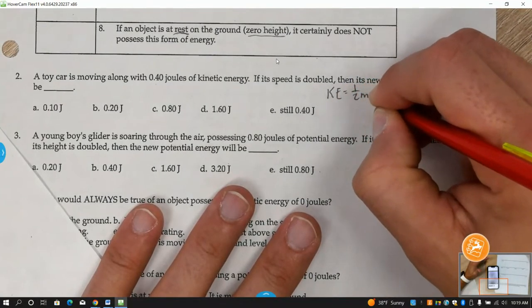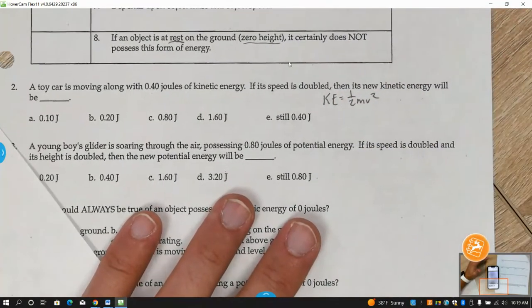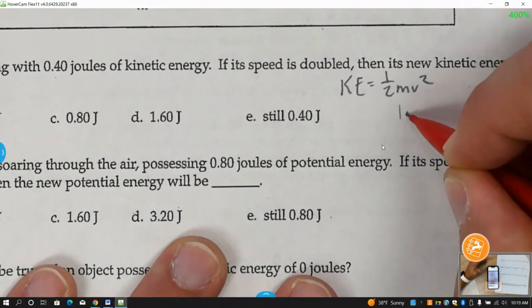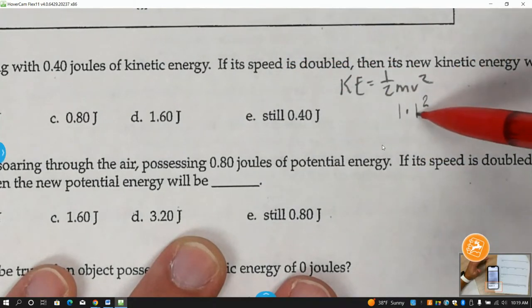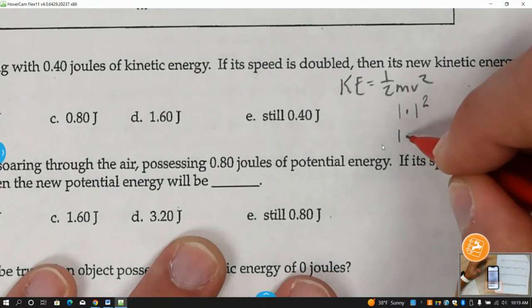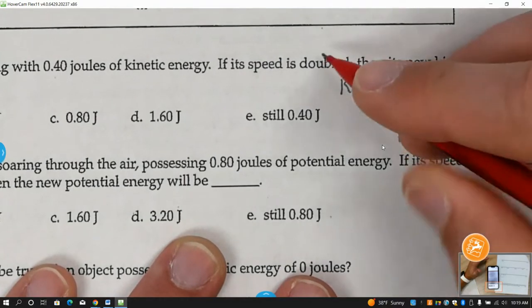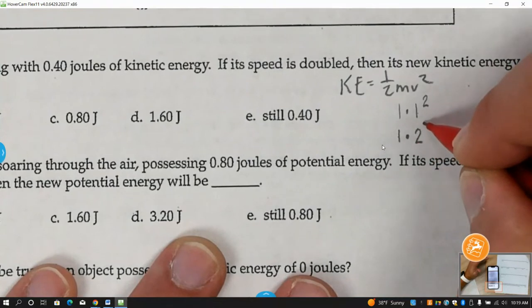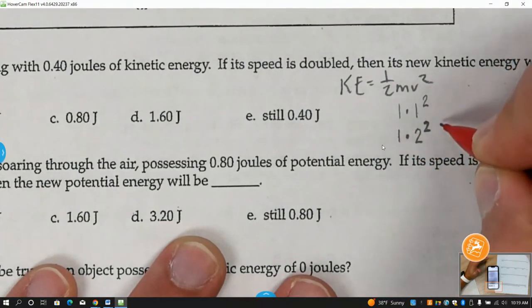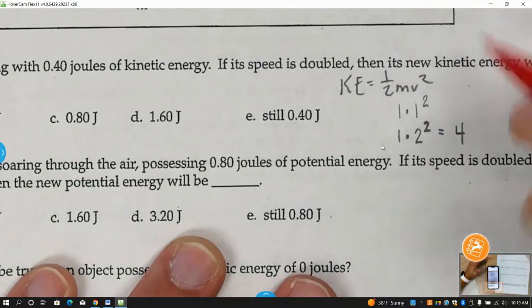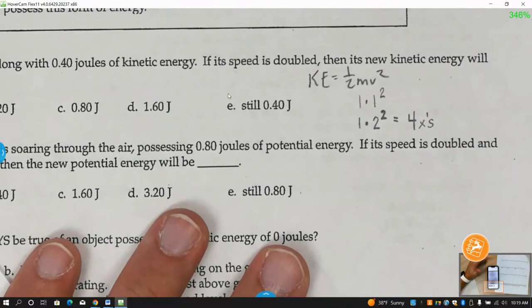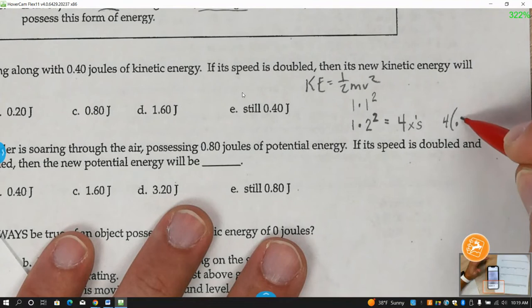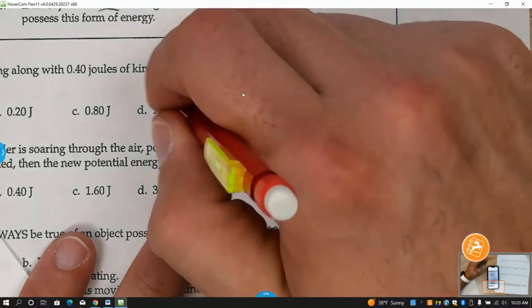Kinetic energy is 1/2 mv squared. Since the 1/2 is constant, if we replace this as a 1's equation, it'd be 1 times 1 squared, where this one is m, this one is v. They said if the speed is doubled, so they did not change m, so we leave it a 1. Speed is doubled, so v would become a 2. And what is 1 times 2 squared? 4. So it would be 4 times as much. Now they gave us a value of 0.40, so you would do 4 times 0.40, which is 1.6 joules. So letter D.